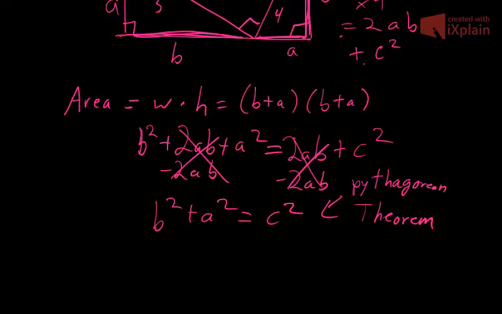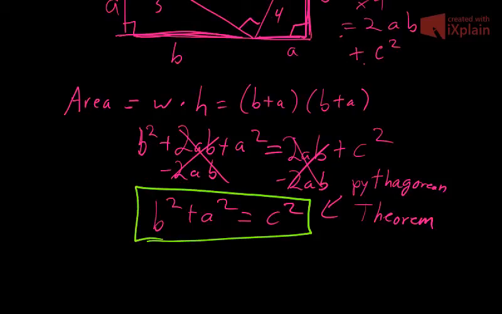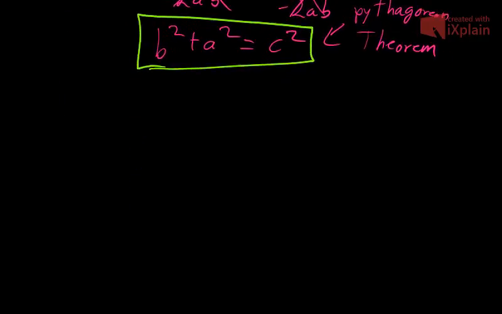Looking at the area of this thing, we can find it 2 ways, and then we set them equal to each other. And ta-da, we have the Pythagorean theorem, which is one of the greatest theorems ever discovered in math. So that right there is something that we're going to have to use. So let's keep going here.